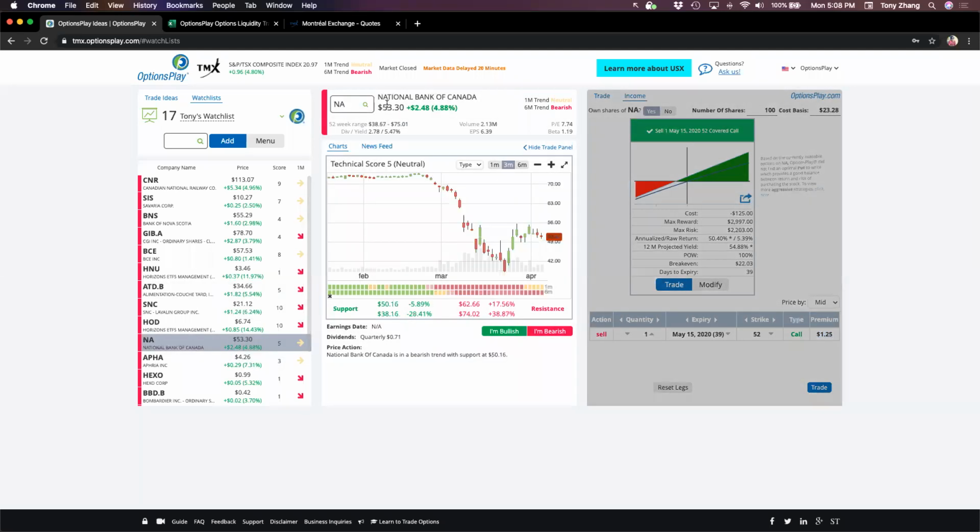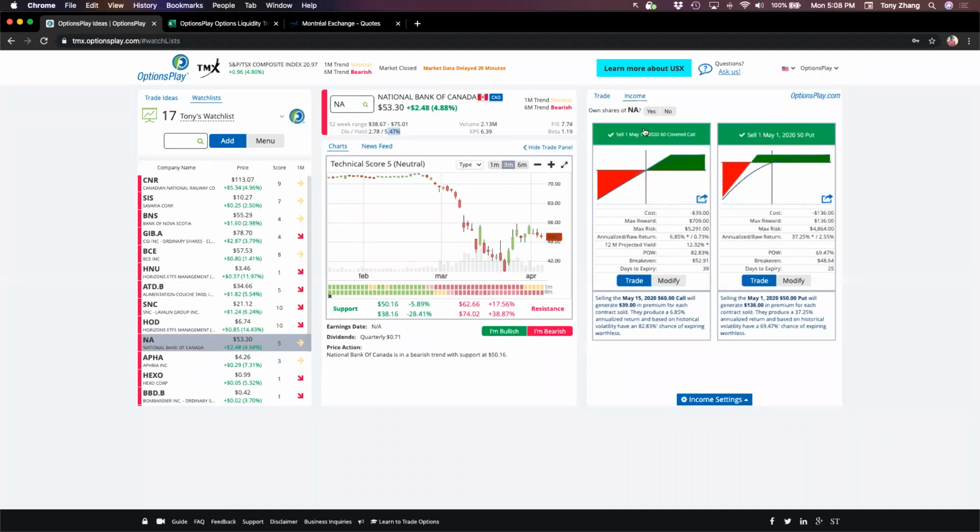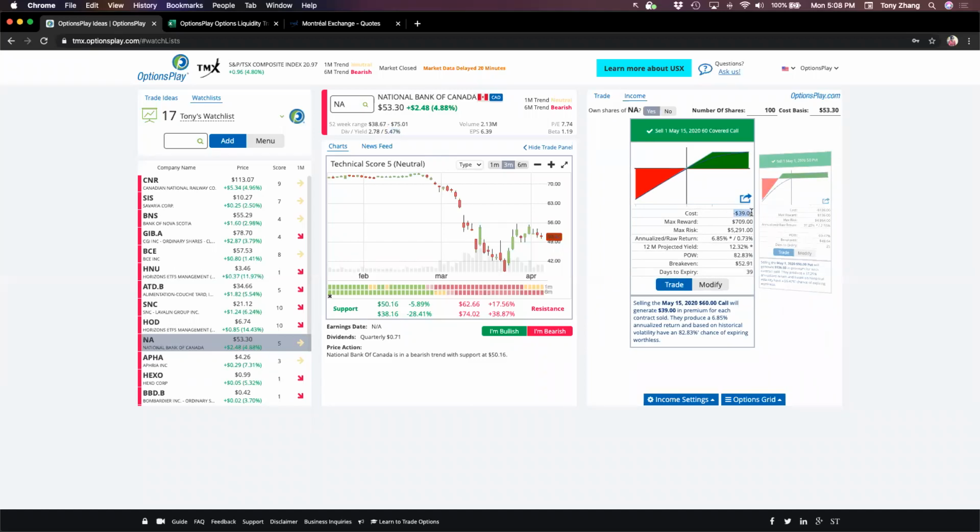National Bank of Canada is trading at $53, yielding a 5.5% yield. Selling a $60 covered call generates $39 in income, which is a 6.85% yield, also higher than the current elevated dividend yield. So these are the types of premiums you can expect utilizing OptionsPlay to instantly help you find the starting point for expiration date and strike price, giving you the yield analysis so that you can understand, am I getting enough yield for this?